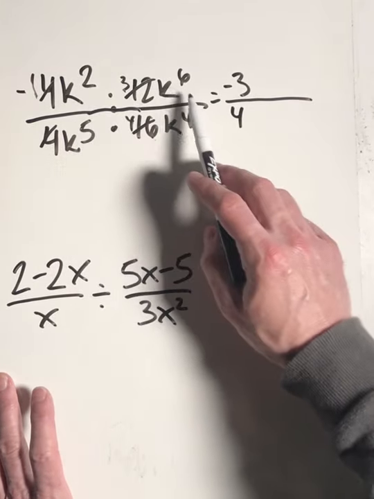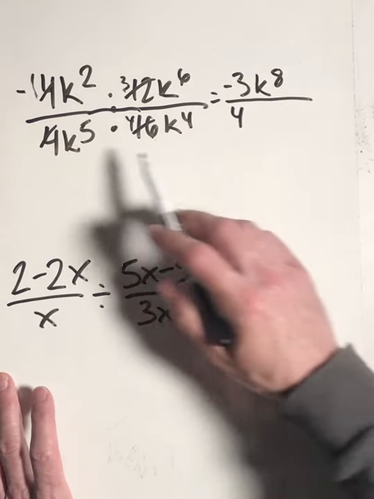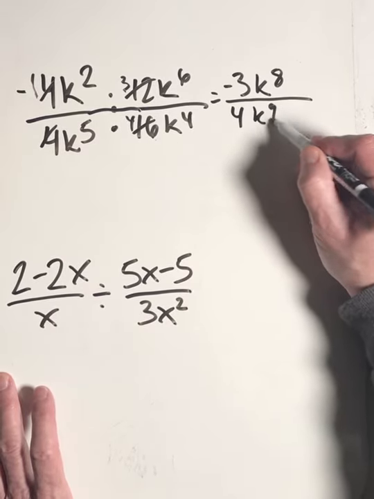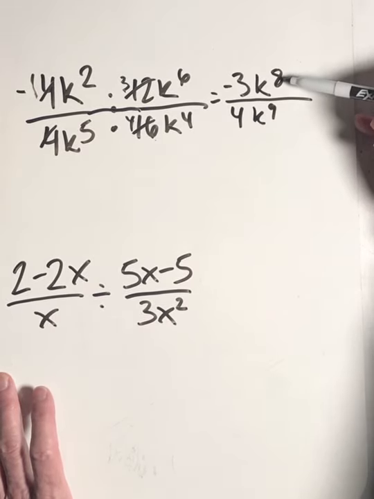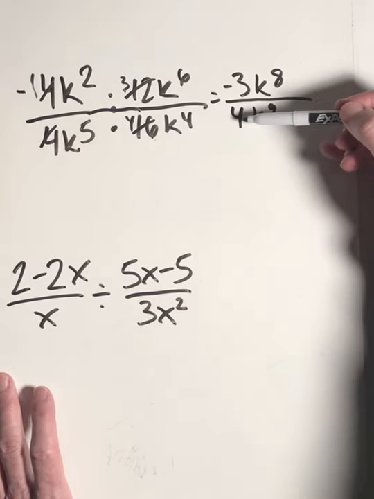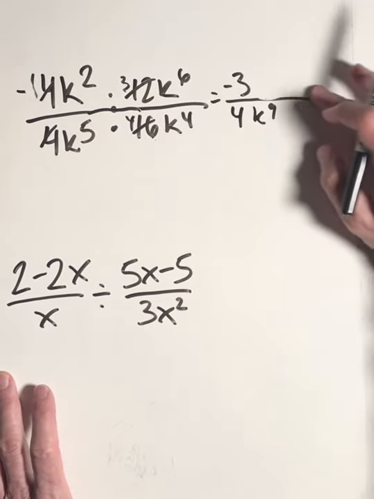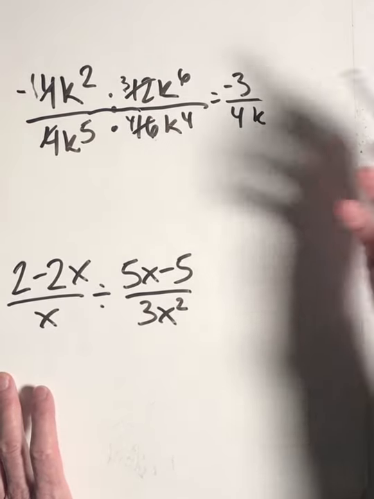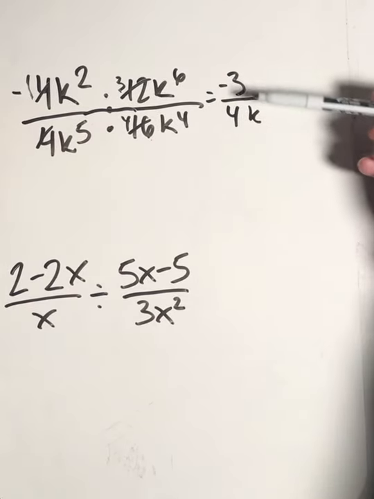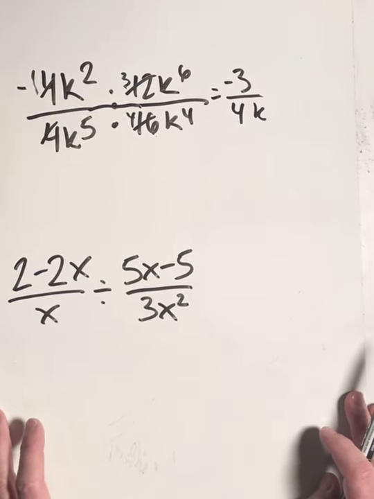Well, I have 1, 2, and then 6. So that would be 8 factors of k up here. So 3k to the 8th. And then k to the 5 plus 4 would be k to the 9th down here. I have 8 k factors up here, 9 k factors down here. That means 8 of these are going to cancel with 8 of these, leaving 1 of these left over. So my k's really disappear from the numerator, leaving me with 1 in the denominator. So this whole thing would have simplified to -3/4 k, or -3 over 4k.